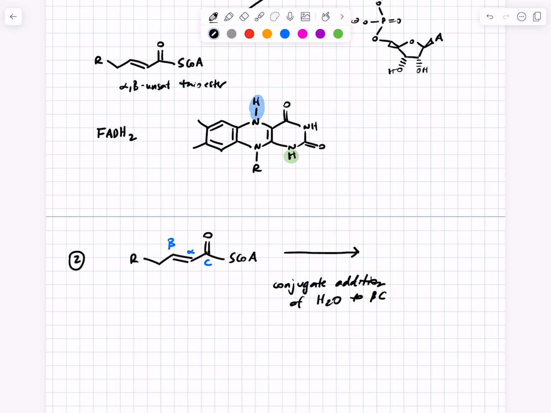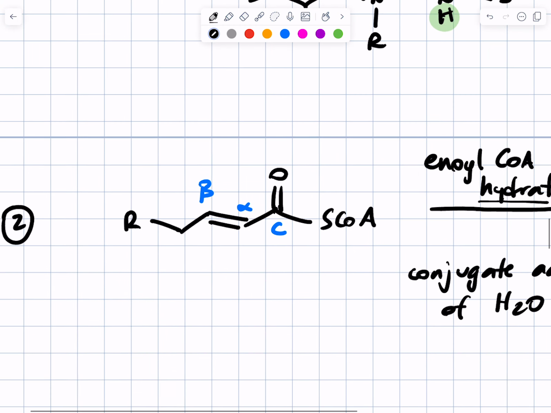The enzyme that catalyzes this reaction is called enoyl-CoA hydratase, which is a weird name, but hydrate is embedded in the name of the enzyme, suggesting that we're going to add water to the molecule. And so this is how that process works. A base from the enzyme deprotonates water, and then deprotonated water or hydroxide attacks the beta carbon.